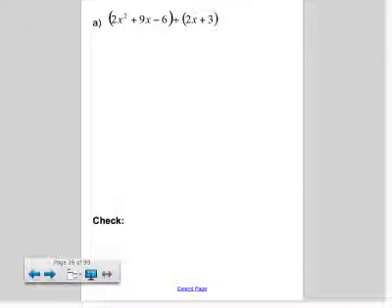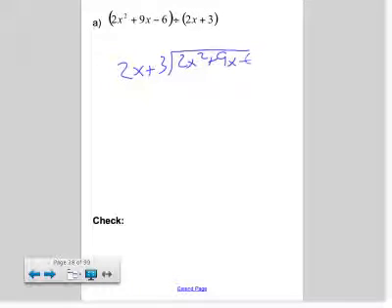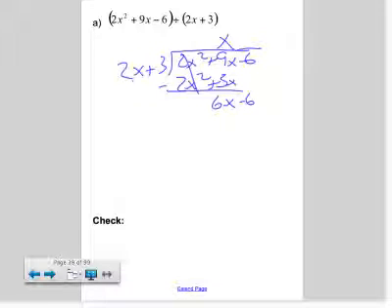Alright, so when we look at this first expression here, we want to divide. Again, we're going to start just like we would any other division problem. So 2x plus 3 goes into 2x squared plus 9x minus 6. 2x goes into 2x squared x times. x times 2x is 2x squared, x times positive 3 is positive 3x. Subtract, 2x squared minus 2x squared cancels, 9x minus 3x is 6x minus 6. Alright, bring this down. That's where the minus 6 came from.